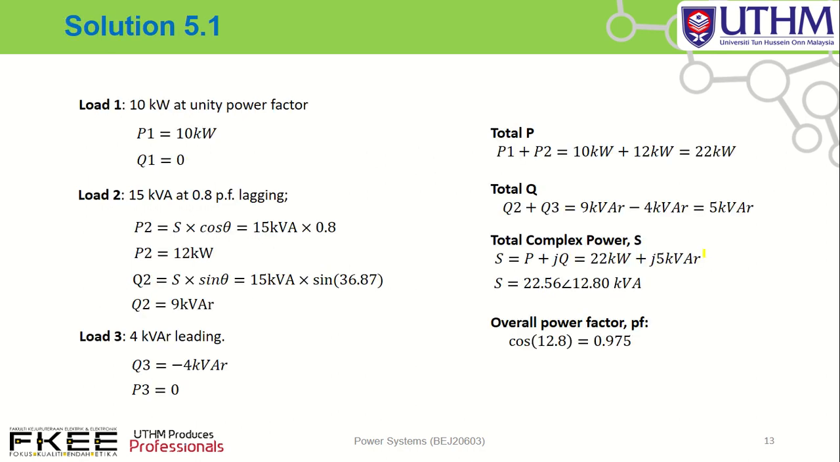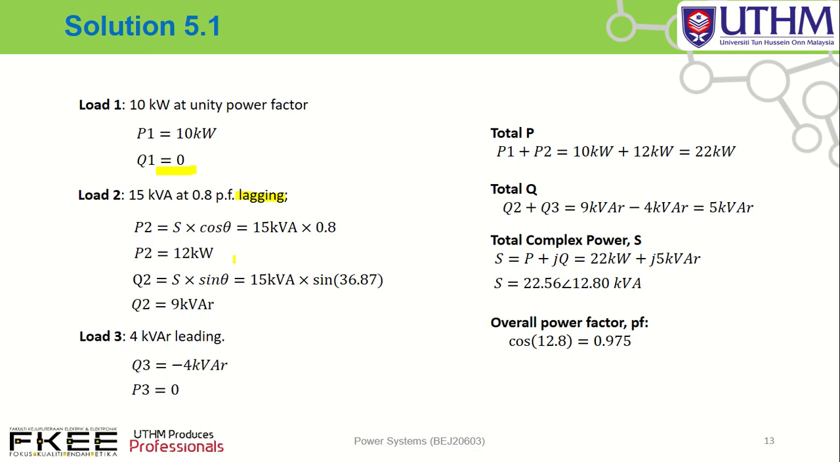Okay, for load number 1, we have 10 kilowatt at unity power factor, which means P1 equals 10 kilowatt. If the power factor equals unity, we don't have reactive power, which means Q1 equals 0. For load number 2, we have 15 kilovolt ampere at 0.8 power factor lagging. Please bear in mind that a lagging power factor means the load is inductive, so Q is positive.